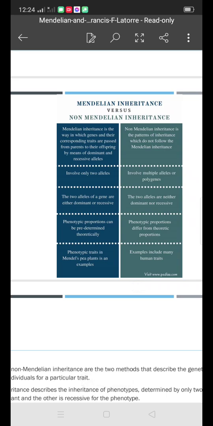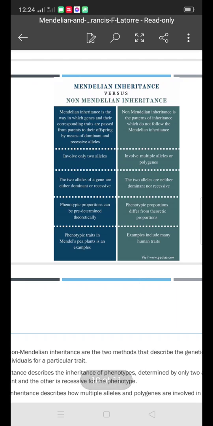Mendelian inheritance is the way in which genes and their corresponding traits are passed from parents to their offspring by means of dominant and recessive alleles. Non-Mendelian inheritance describes patterns of inheritance which do not follow Mendelian inheritance and involve multiple alleles or polygenes. In Mendelian inheritance, the two alleles of a gene are either dominant or recessive. In non-Mendelian inheritance, the two alleles are neither dominant nor recessive.